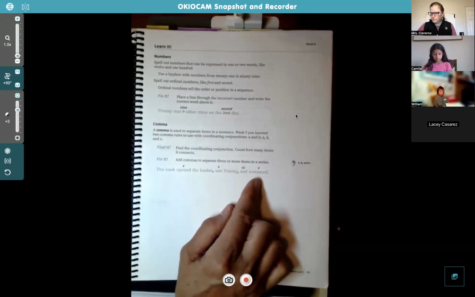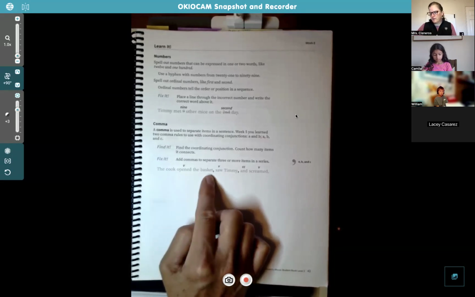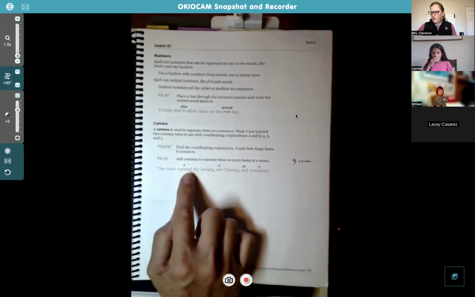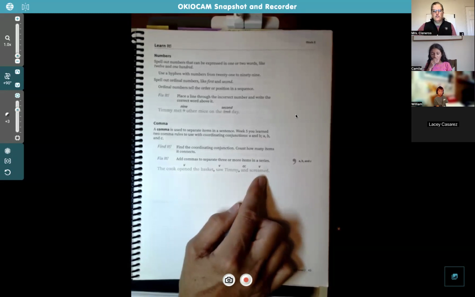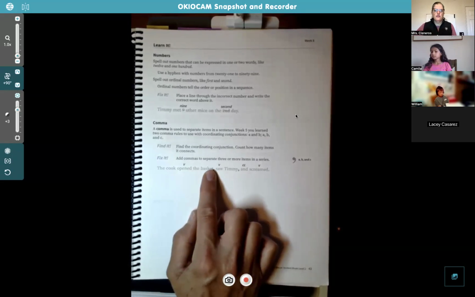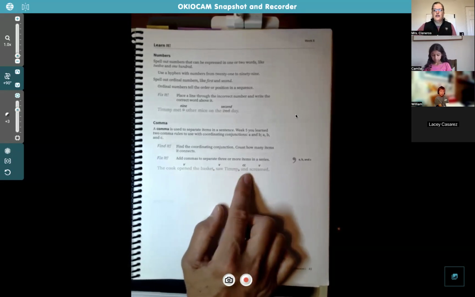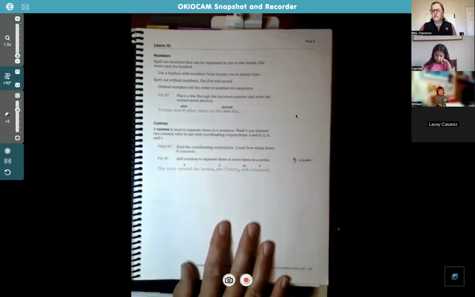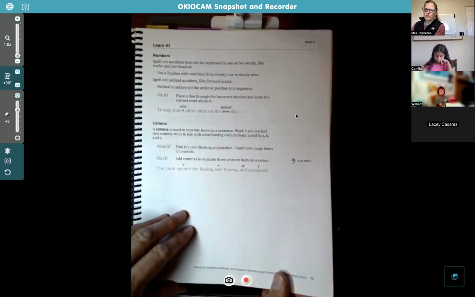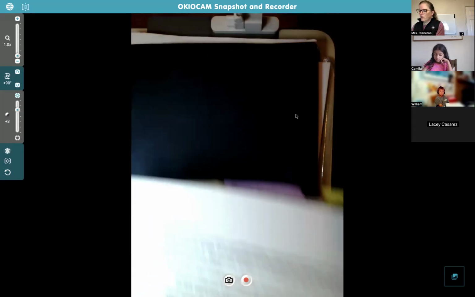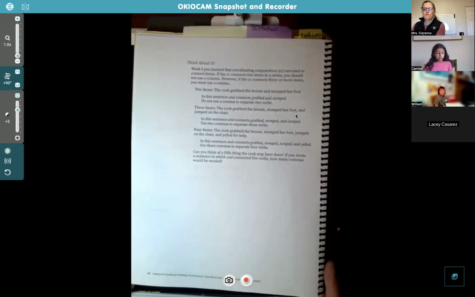This has 3. It says the cook opened the basket, saw Timmy, and screamed. So those 3 verbs right there, opened, saw, screamed, since she did 3 things, we need commas in between those. So opened the basket, comma, saw Timmy, comma, and screamed. And here's the little rule in the margin here, A, comma, B, comma, and C. That's it for this page. Do you have any questions about this page? Shake your head no for me if you don't. Okay. There's a little more on the back, so go ahead and turn to page 44.